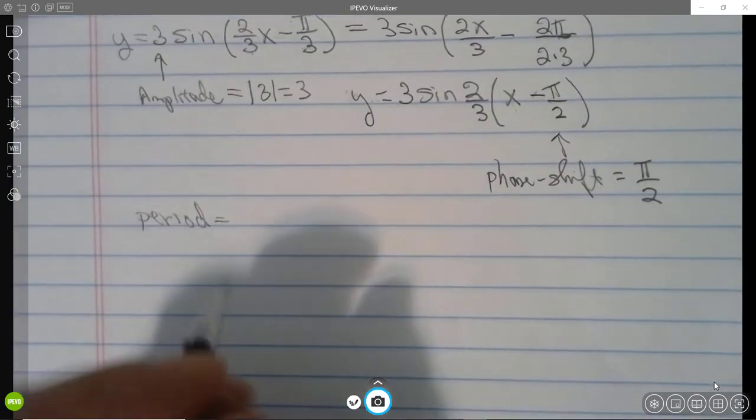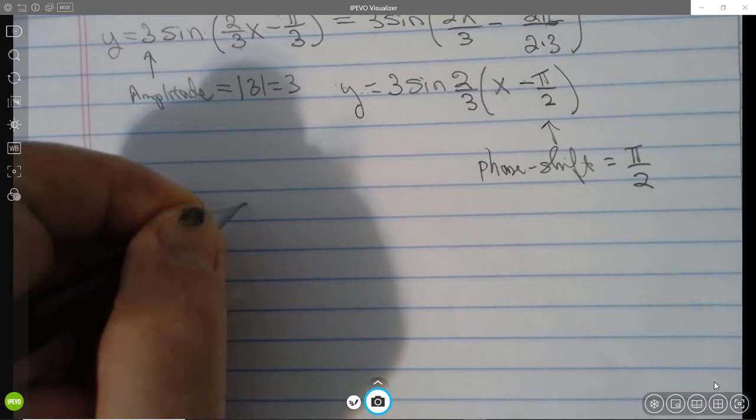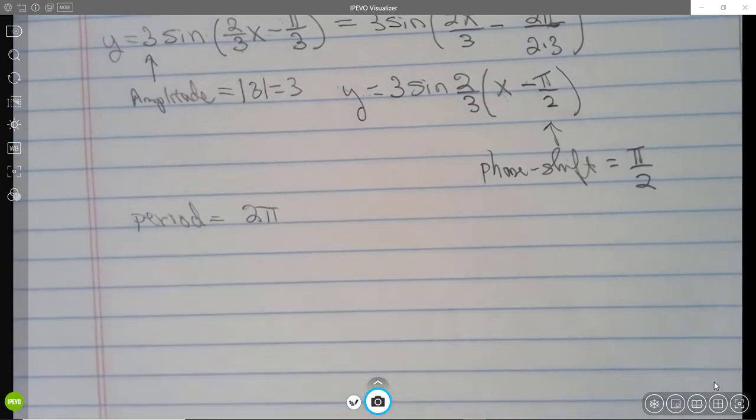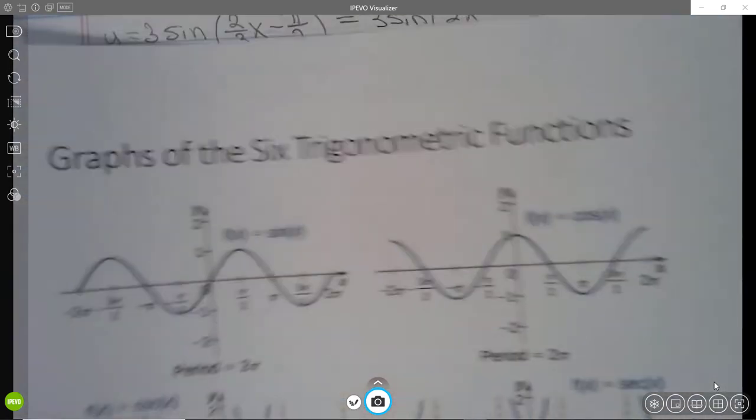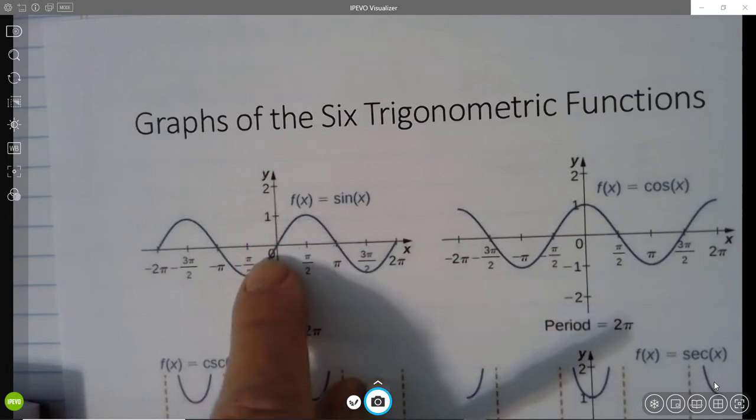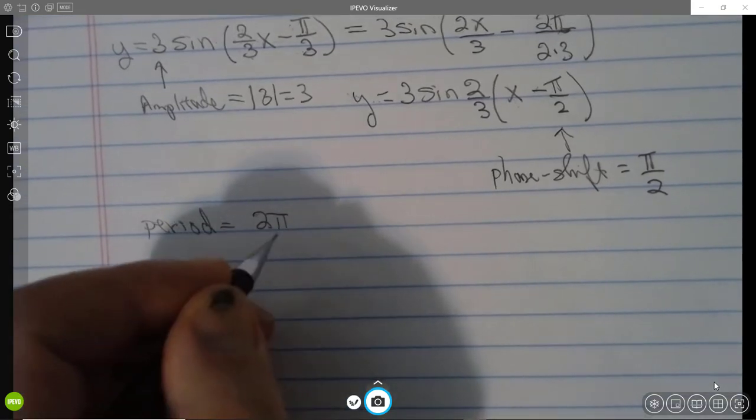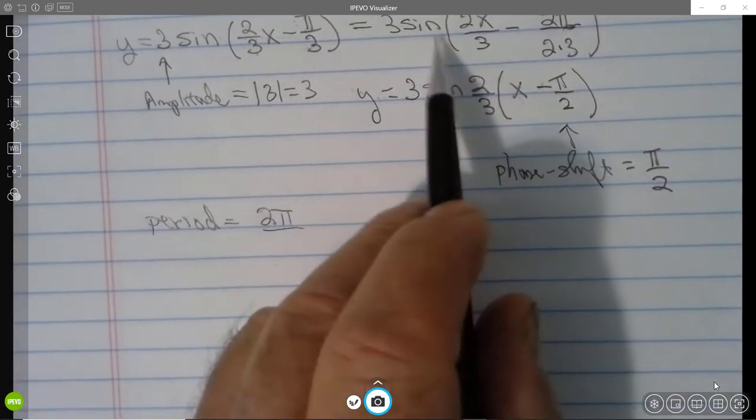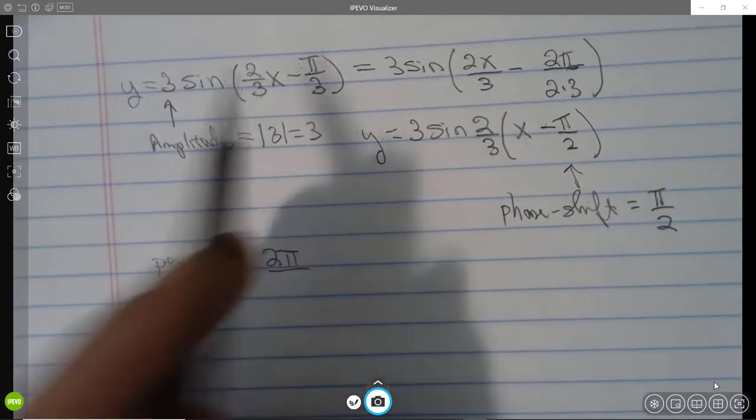And what you do is you take the period of the standard sine function, which is 2 pi. That's just the distance to go through one cycle, so 2 pi, from 0 to 2 pi. And you divide it by this coefficient right here, 2/3. You could just divide it by the coefficient on x here. That would be fine too.